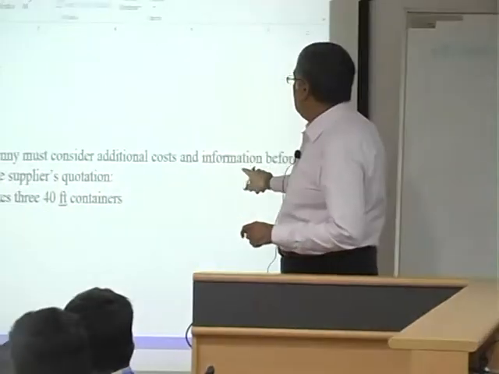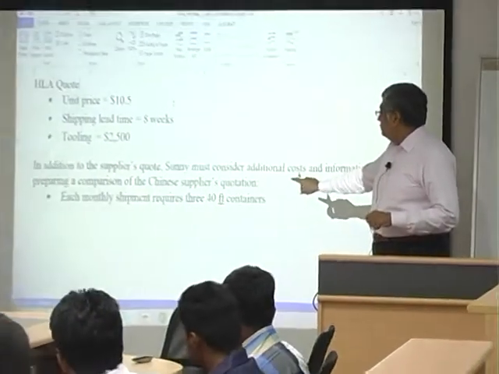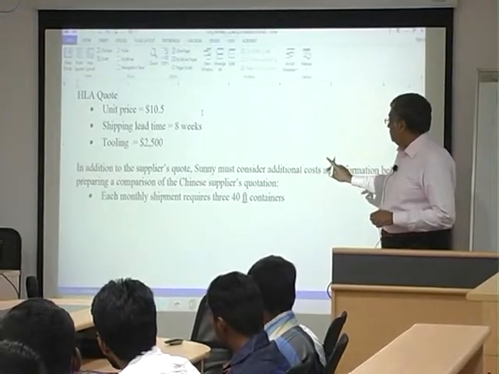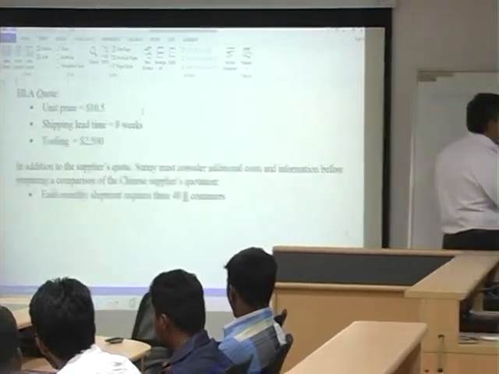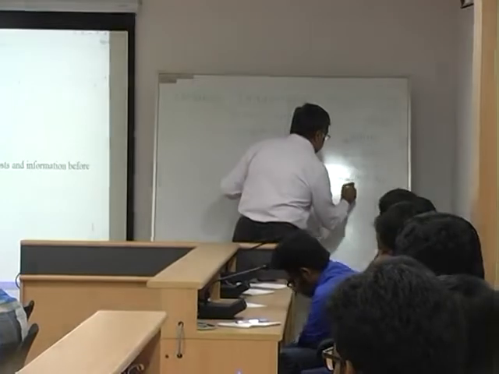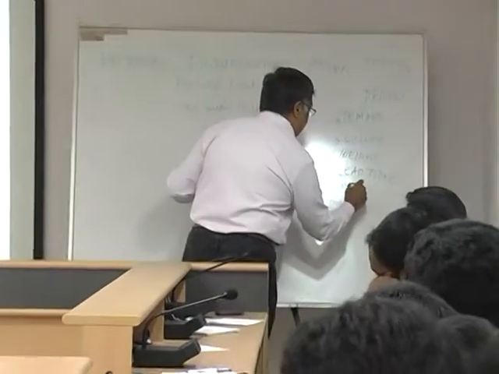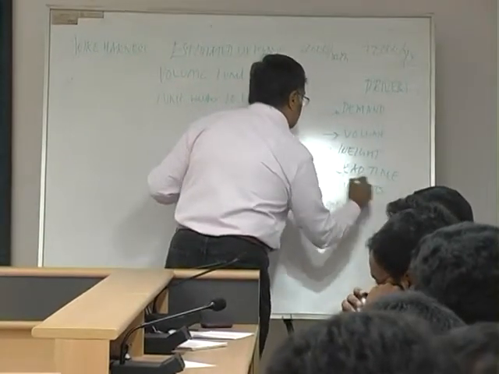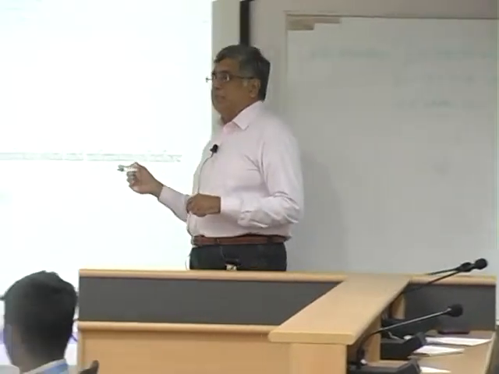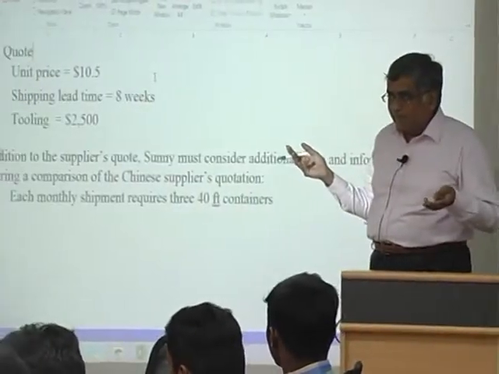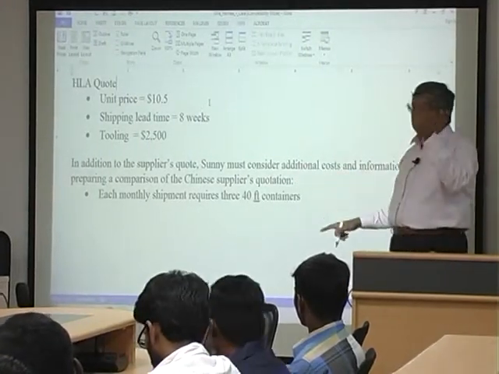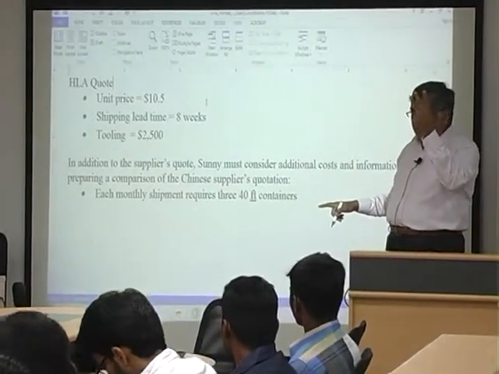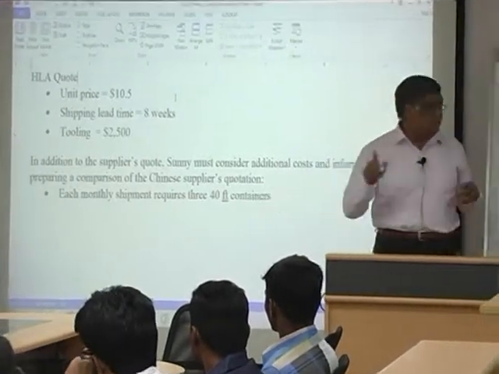So there are some costs which are incurred based on the shipping lead time. Okay? Now, each month there's monthly shipments. Okay? So here we have one more activity driver, which is shipments, number of shipments. If there is monthly shipments, that means in a year we have 12. Make sense? And each month you'll be sending 3 40-foot containers. Okay? So the number of containers is also a cost driver.